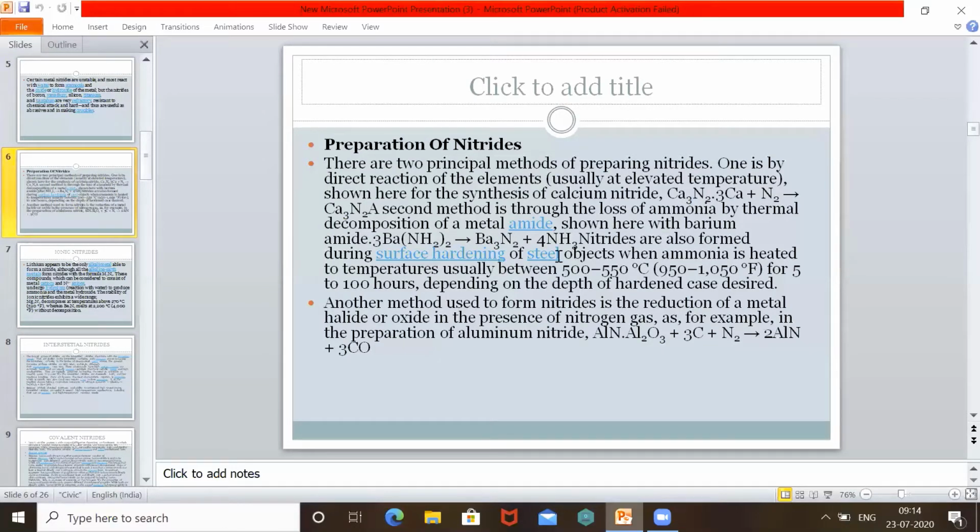Nitrides are also formed during surface hardening of steel objects. When ammonia is used in hardening of steel, in that reaction also we get nitrides. For example, see this reaction: Al2O3 plus carbon and nitrogen gives aluminum nitride and carbon monoxide. They are prepared either by direct reaction between the metals or through their compounds.